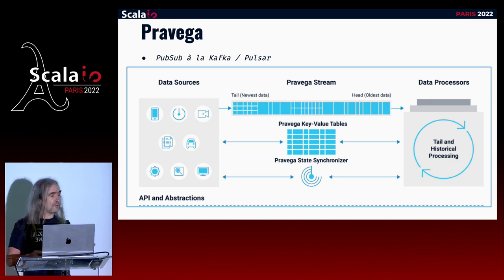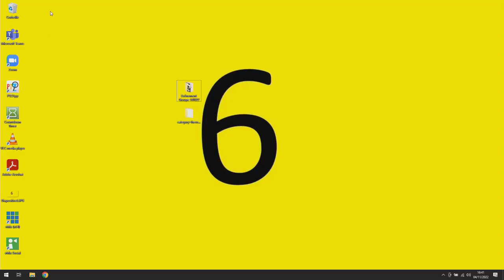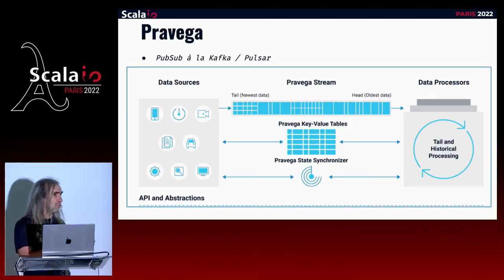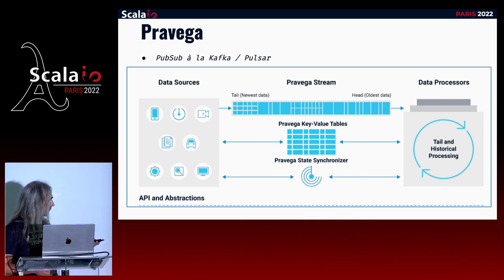Streams are like topics in Kafka, where you can push events on one side and consume events on the other side. You have data sources like sensors, databases, HTTP endpoints, and on the other side you have data processors to consume your data. It also exposes some key-value tables, so you don't need a cluster of Redis to store your state if you have some state. There's also a state synchronizer I'm not using yet, but I will.